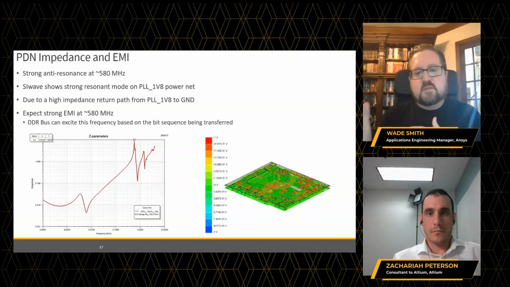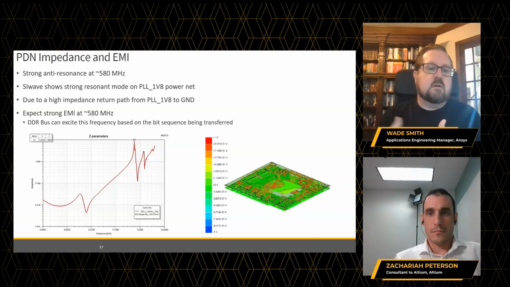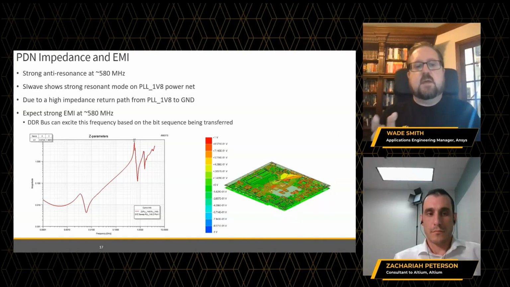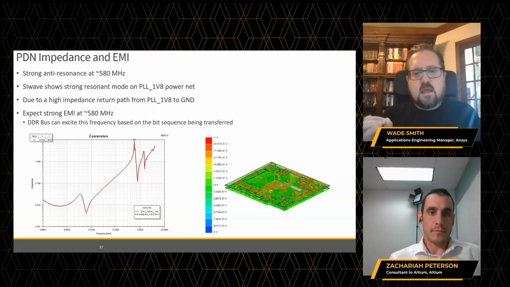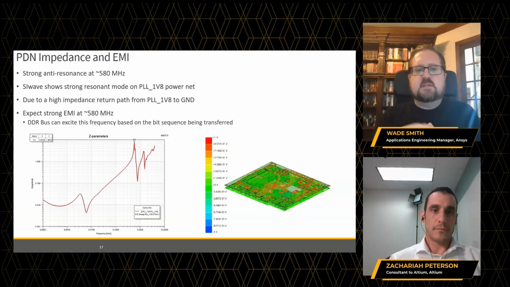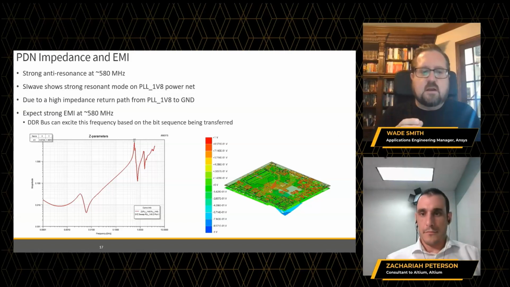So bouncing off the DCIR simulations we ran earlier, we moved into some more complex power integrity simulations, in the frequency domain and the time domain. And what we noticed initially with the frequency domain simulation was, right around our voltage regulators, in this case on the PLL 1.8 volt net, we have an anti-resonance at a higher frequency, around 580 megahertz.